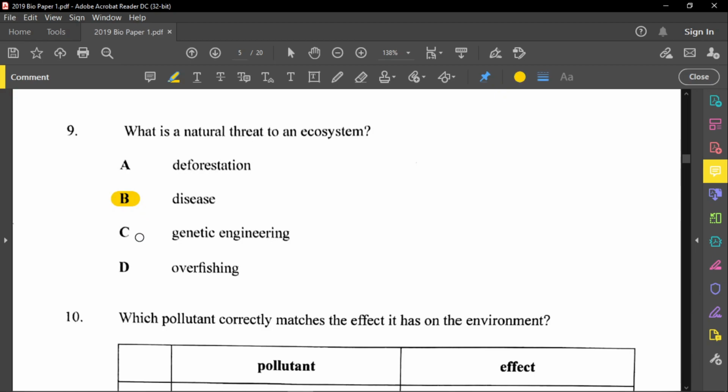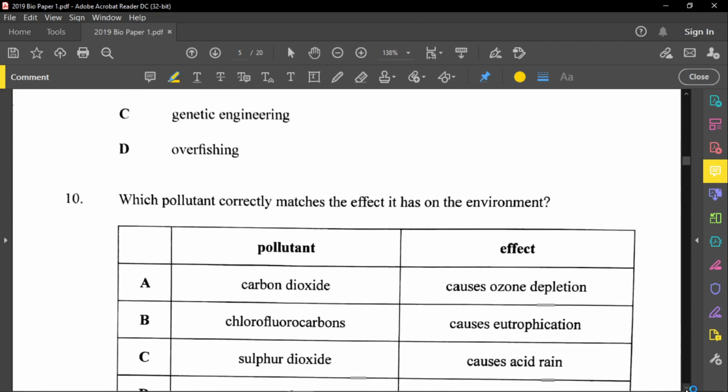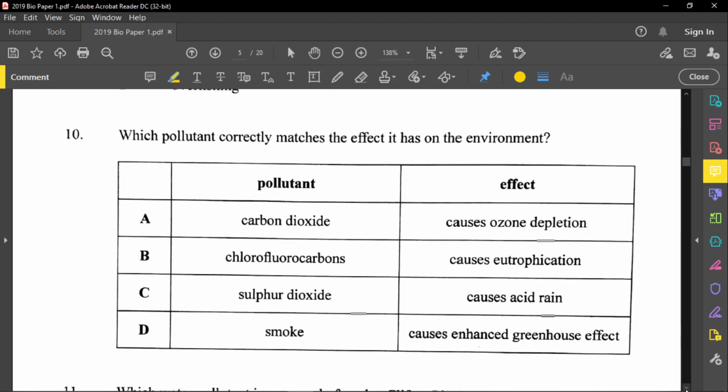All right, and so genetic engineering will be an action of man. Overfishing is an action of man as well. So disease is something that we cannot control. All right, number 10. It says, which pollutant correctly matches the effect it has on the environment?